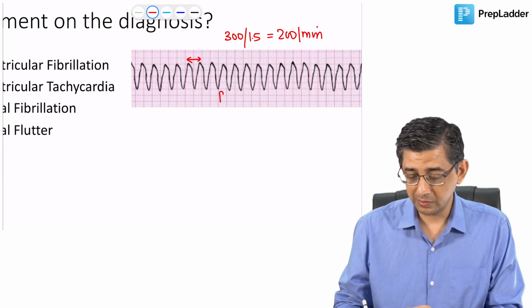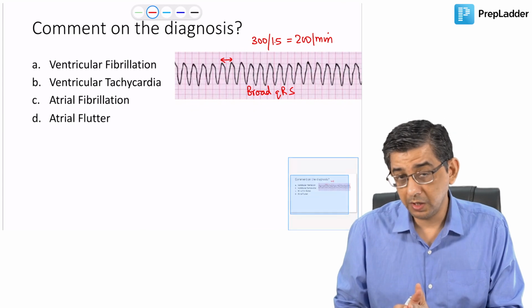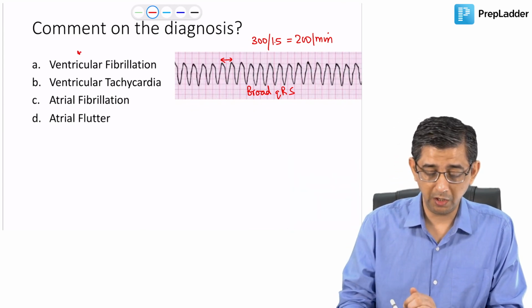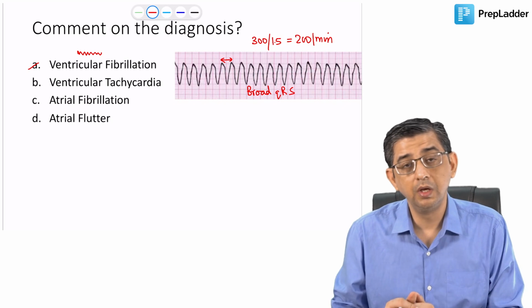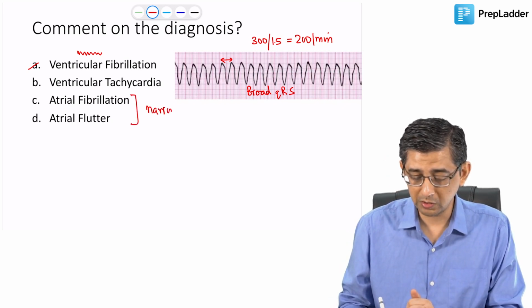You will notice that this person is having a broad QRS complex, which makes the diagnosis very easy. If you look at option number A, ventricular fibrillation, it will have twitching activity, so it is ruled out. Whereas option number C and D both will have a narrow QRS complex.